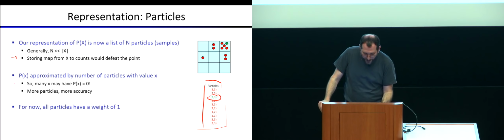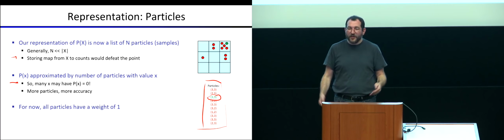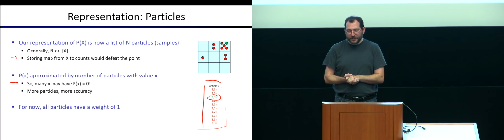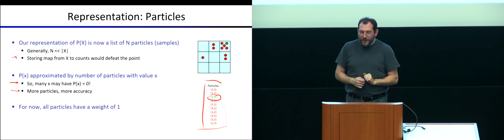So P of x will be approximated by the number of particles that have the value of x. Many, many values of x have P of x equals 0 in this sampling distribution. If we have more particles, we'll get more accuracy. Right now, imagine all the particles have equal weight.